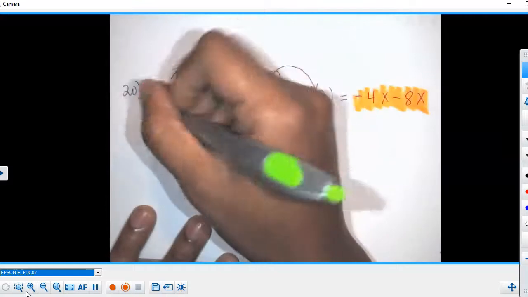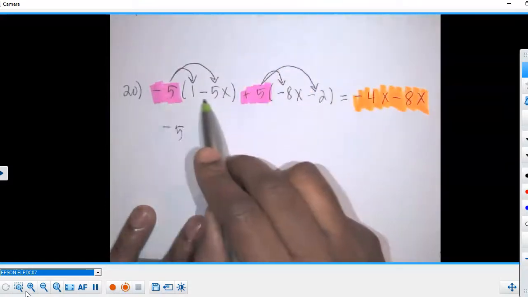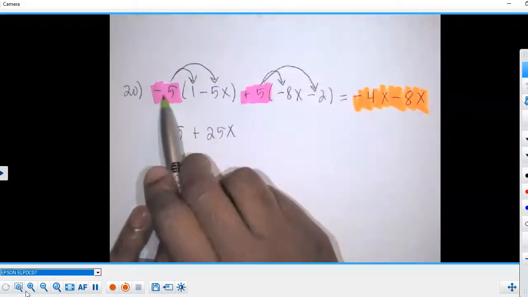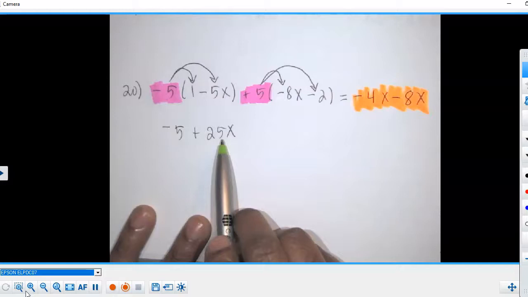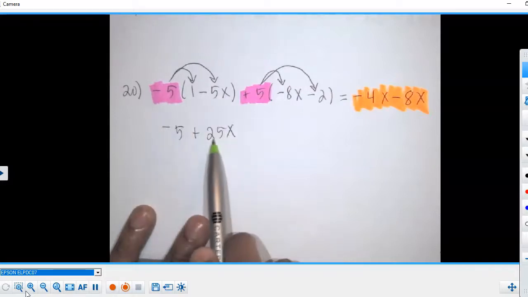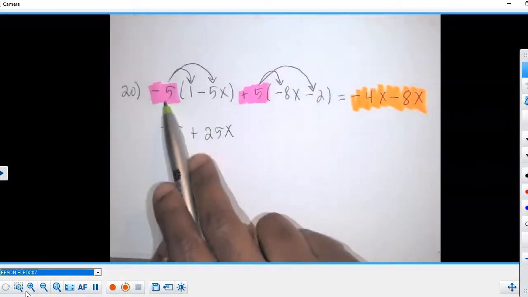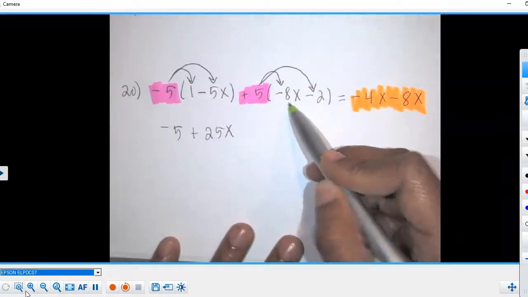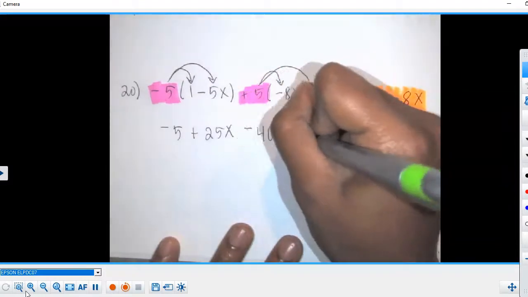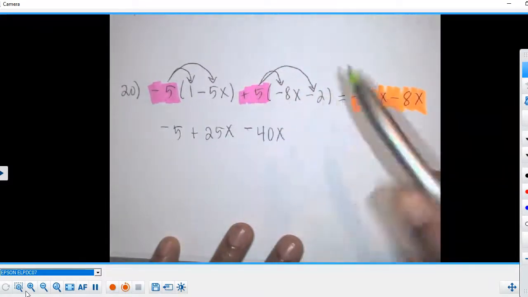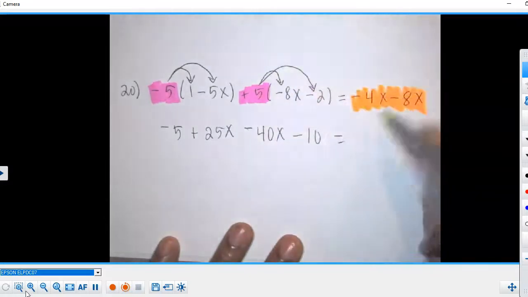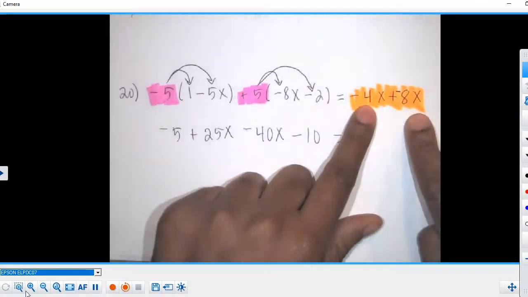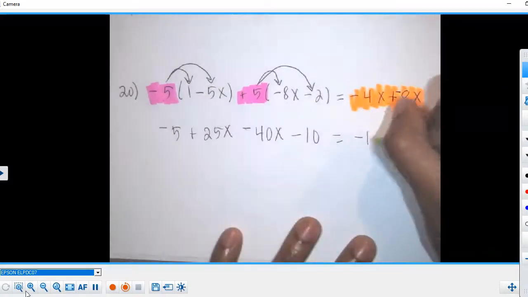So -5 times 1 is -5. -5 times -5x, that's a +25x. Remember, a negative times a negative is a positive. Sorry, it was a -5 times a -5x. 5 times -8x is -40x. Don't forget that x. And then 5 times -2 is -10. And then again, I'm going to combine these. So I'm going to change to a plus, bump back, which tells me I'm going to get a -12x on this side.